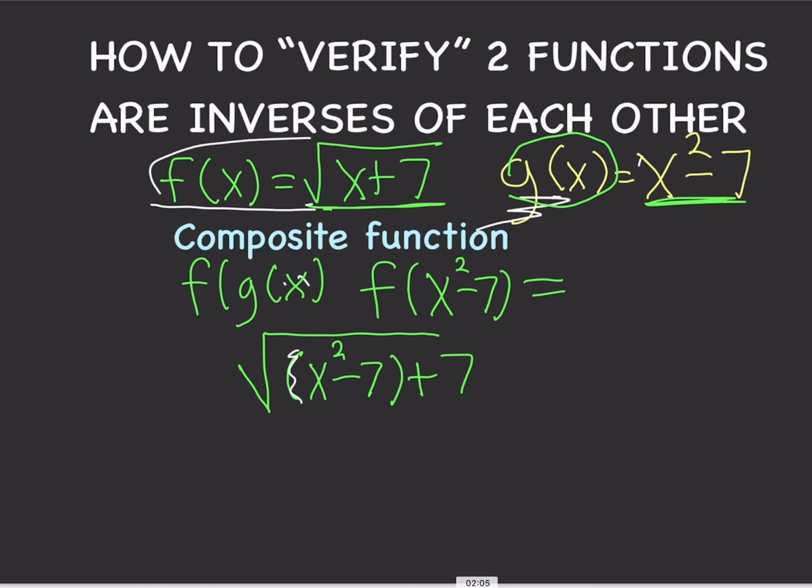Well, we don't really need the parentheses there for the x squared minus 7. So when you combine these, the minus 7 and plus 7 cancel out, and we just have x squared left under the square root sign. The square root will cancel the square, so you're simply left with the variable x. Since we did that composite function and came out with just x, that verifies that yes, they are inverses of each other.